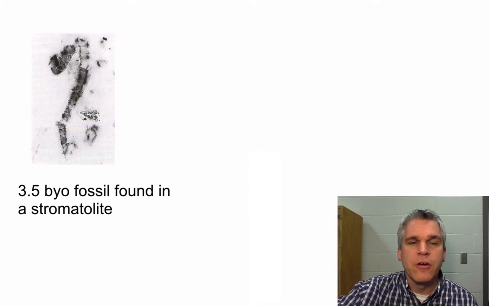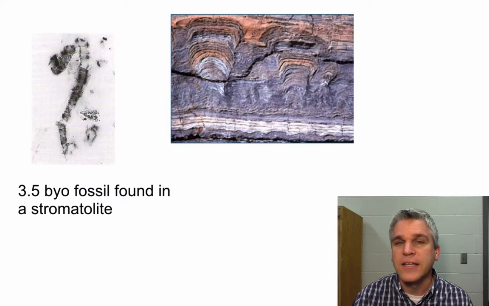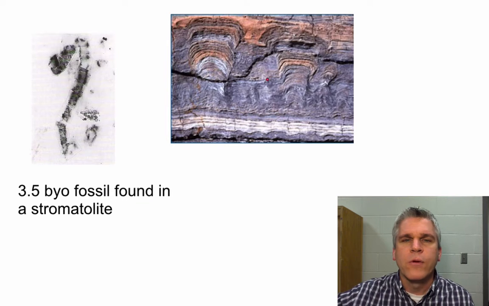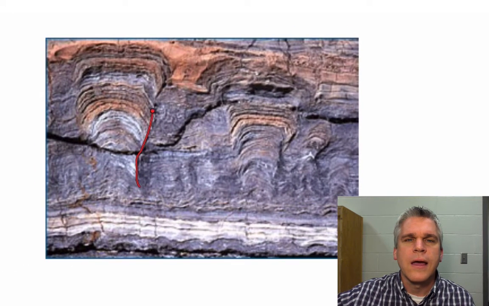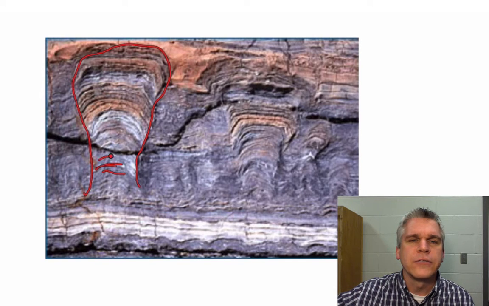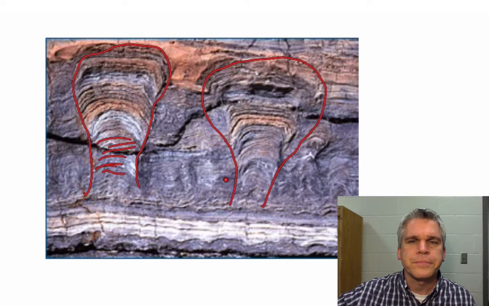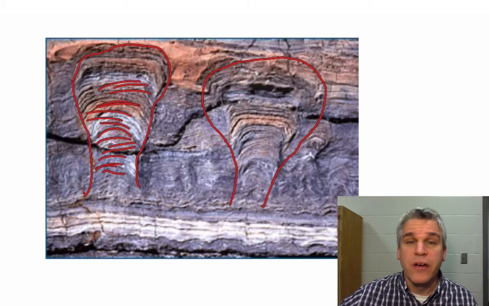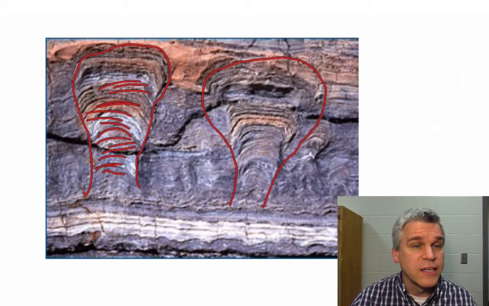Now, this was found in something called a stromatolite. Here is a fossilized stromatolite. And what you want to focus on are these things right here. Now, notice they form in layers. And there's another one right over here. But these are made up of colonies of bacteria, of prokaryotes that had fossilized.